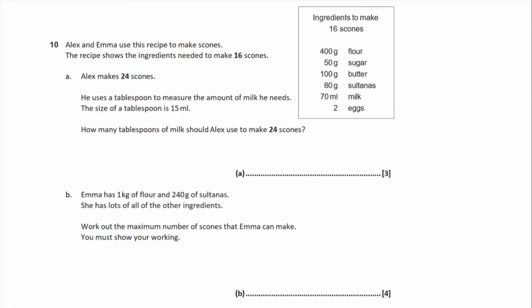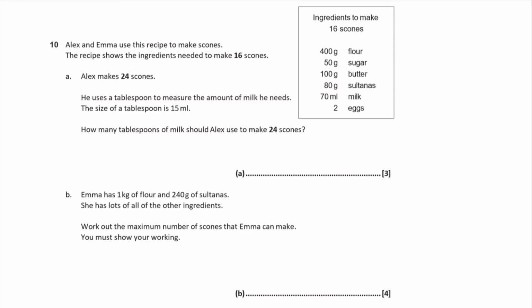Question 10. Alex and Emma use this recipe to make scones. The recipe shows the ingredients needed to make 16 scones, or scones if you prefer. Alex makes 24 scones. He uses a tablespoon to measure the amount of milk he needs. The size of the tablespoon is 15 milliliters. How many tablespoons of milk should Alex use to make 24 scones?